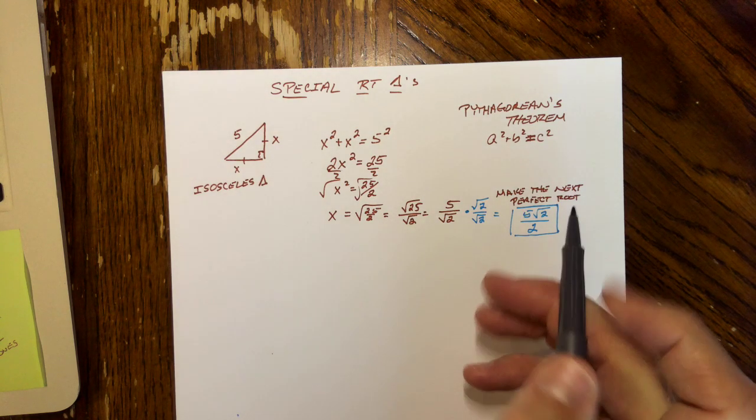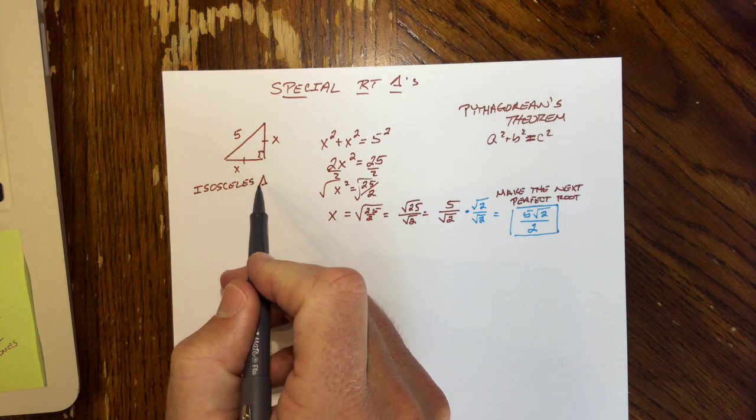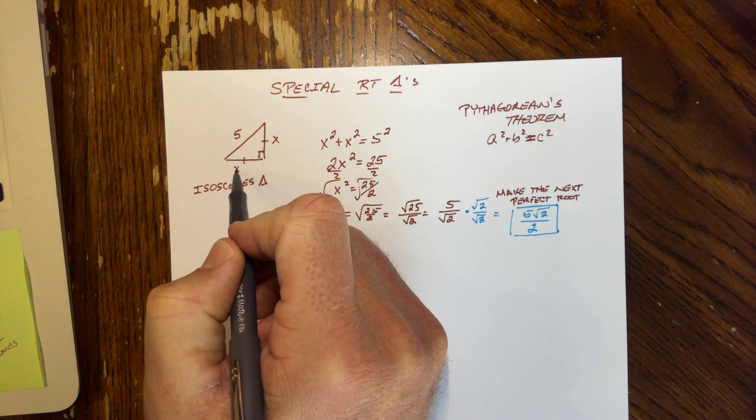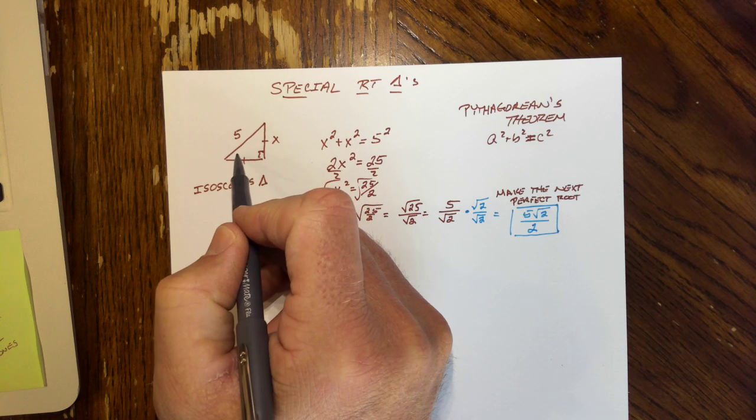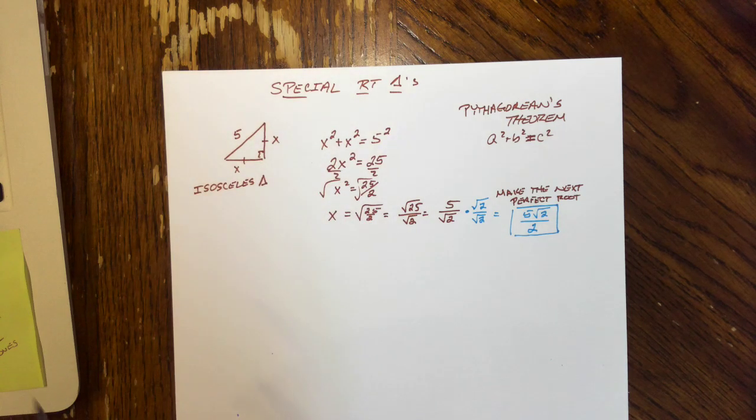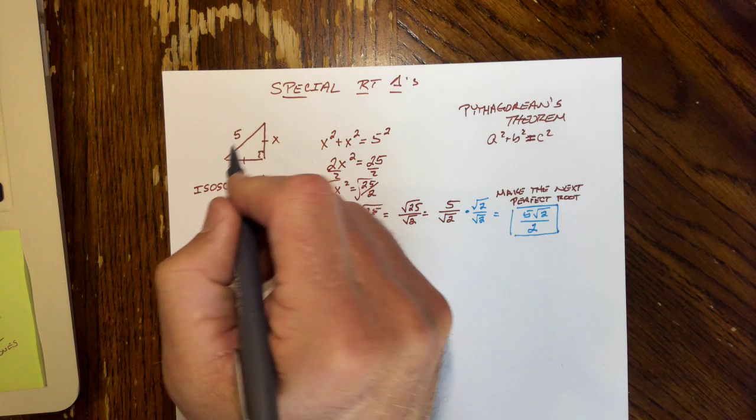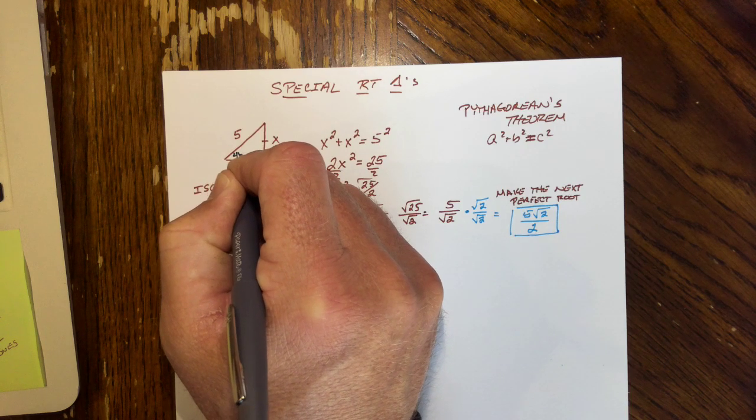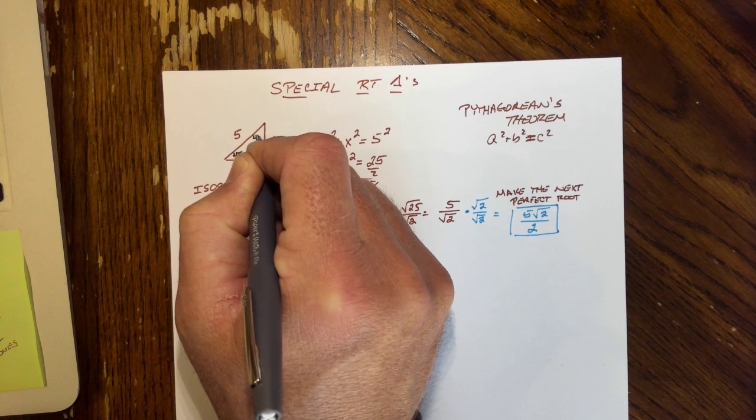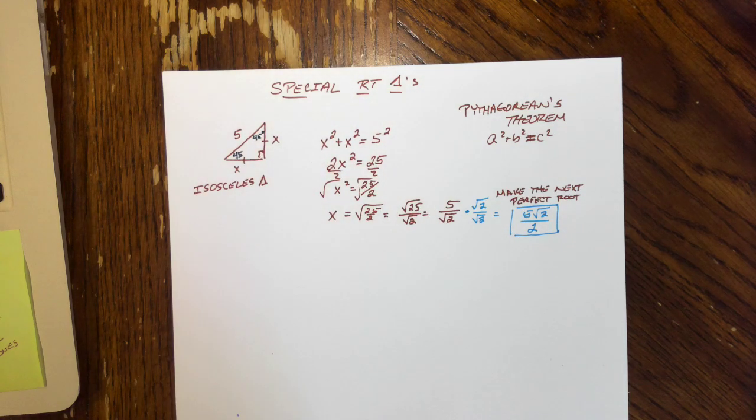Okay. So now let me ask you another question. Since this is isosceles, these sides are equal. What are the degrees going to be here and here? Give you a second. They are the base angles in your isosceles, so they have to be equal. So they're both going to be 45 degrees.